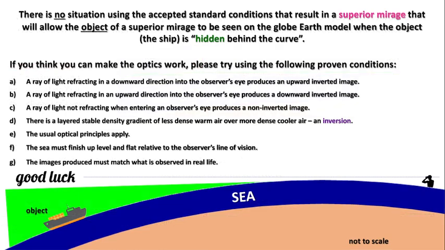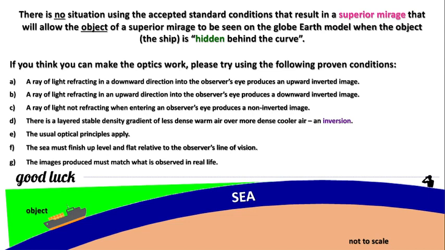There is no situation using the accepted standard conditions that results in a superior mirage that will allow the object of the superior mirage to be seen on a globe Earth model when the object is hidden behind the curve. If you think you can make the optics work, please try using the following proven conditions.